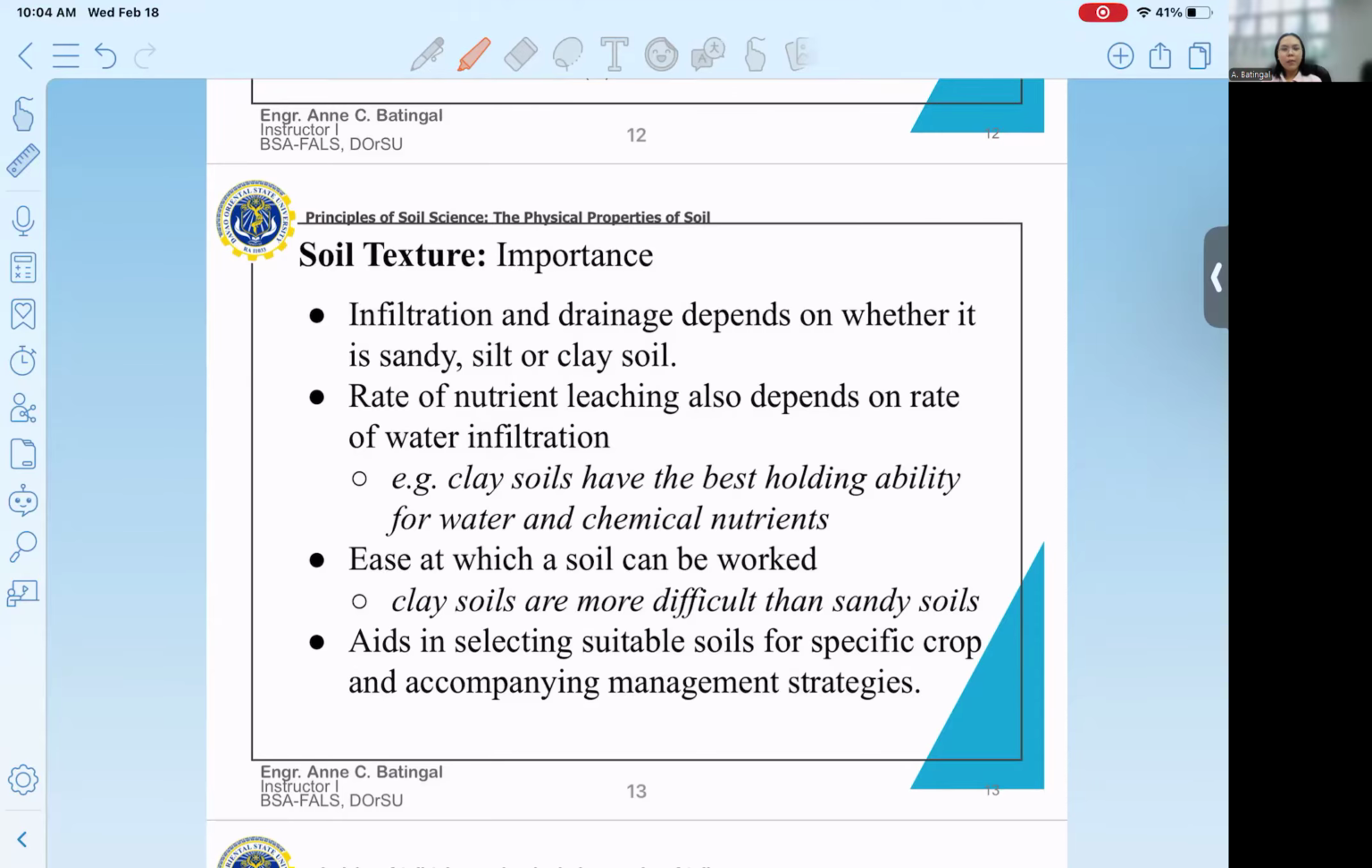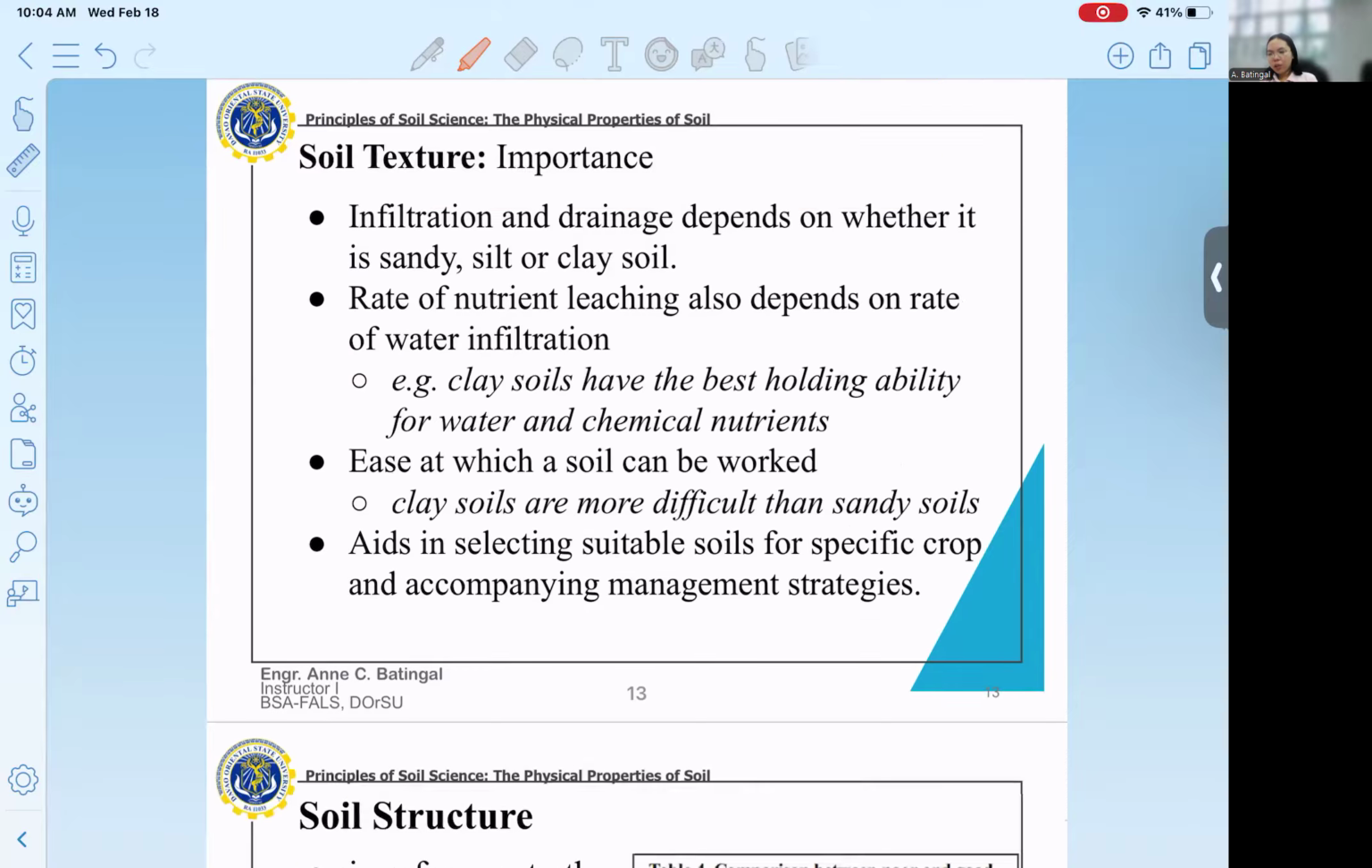Also, there are crops that are suitable for sandy soils, and there are crops that can thrive in clay-rich soils. So it depends on the crop suitability. Farmers would be able to know the management practices suitable for the soil types in their land, especially in terms of fertilization, irrigation, and organic material incorporation. So that's your soil texture.